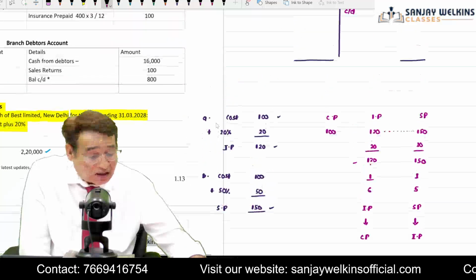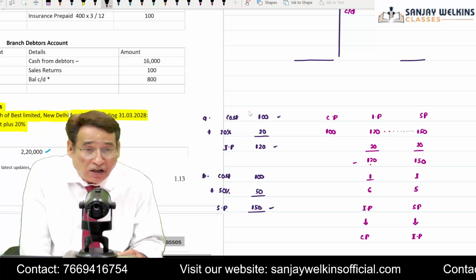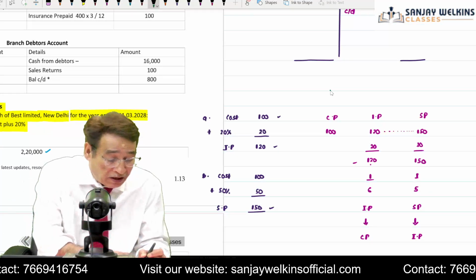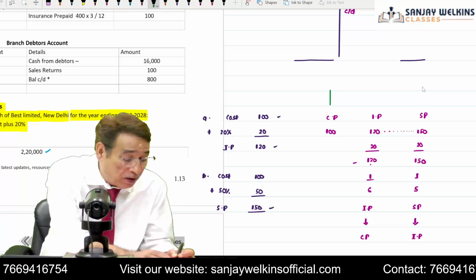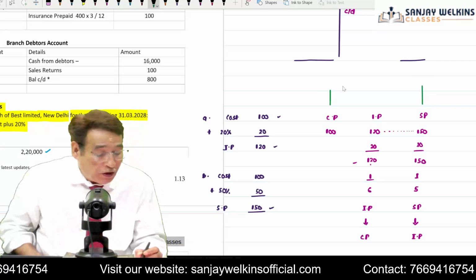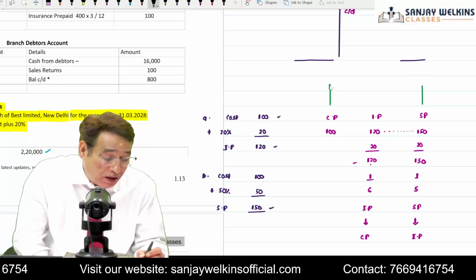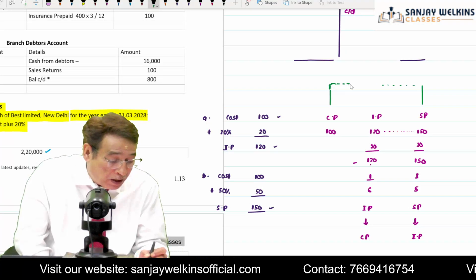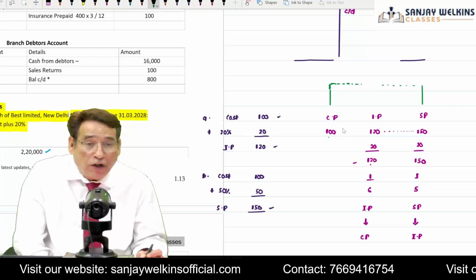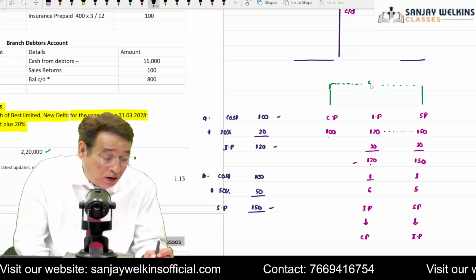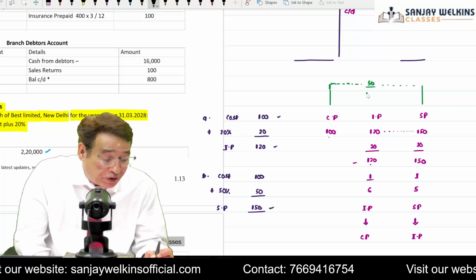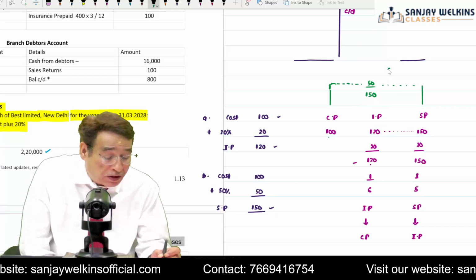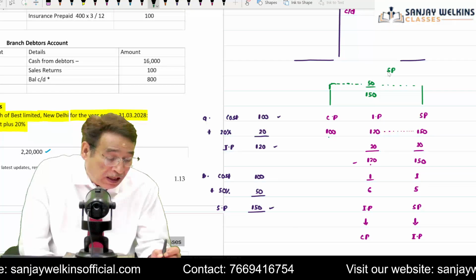Now, under this case, there could be another tricky situation. What is that tricky situation? There is another rate in this particular question. For example, if you take the difference between the cost price and the selling price, that difference is 50. And if I divide 50 by 150, again this is the rate of loading on selling price.